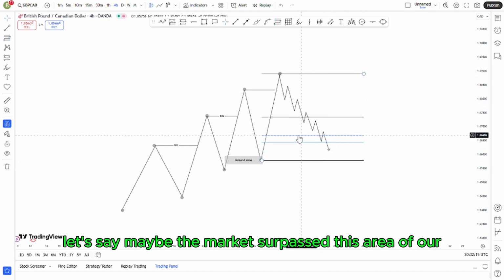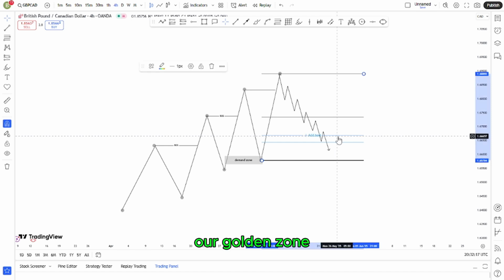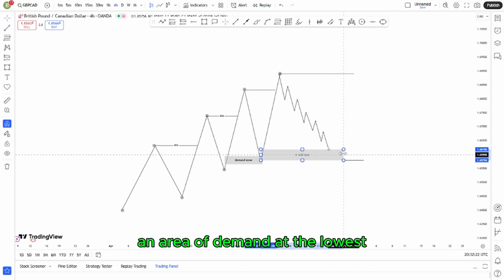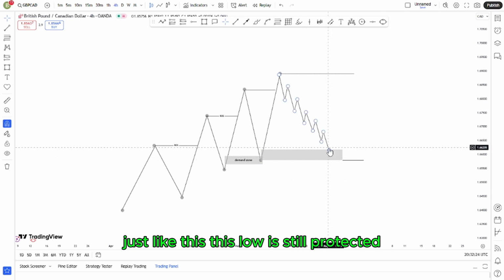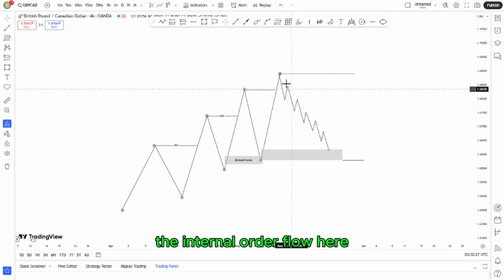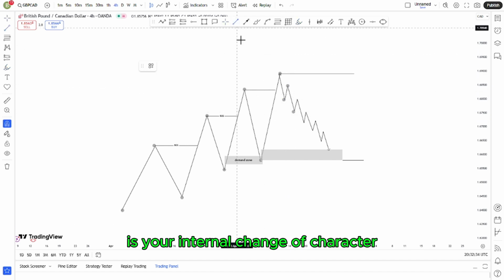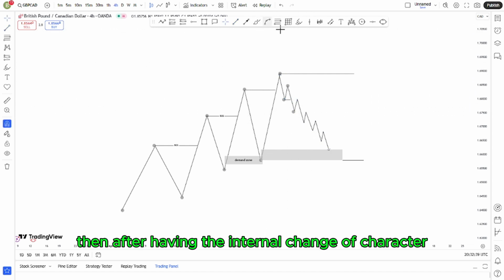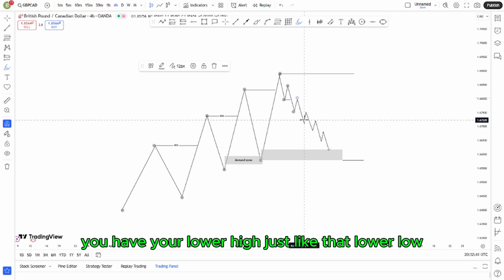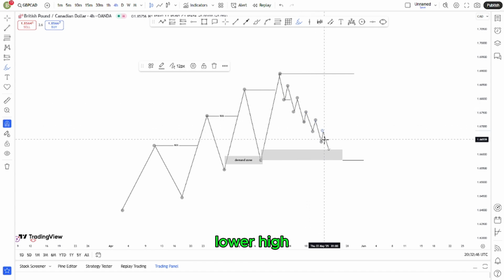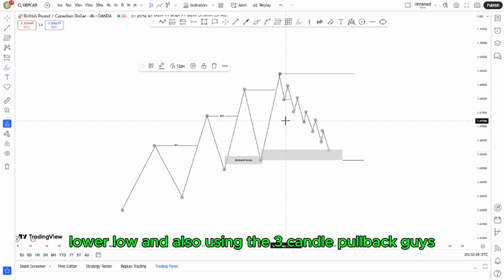So let's say maybe the market surpassed this area of our golden zone. What will happen is that it will respect an area of demand at the lows, just like this. This low is still protected, which means that you're looking at the internal order flow here. As you can see here, we had a high, a low, lower high, lower low, which means that that is your internal change of character. Then after having the internal change of character, you have your lower high, lower low, lower high, lower low, lower high, lower low, lower high, lower low. And also using the 3 candle pullback, guys.